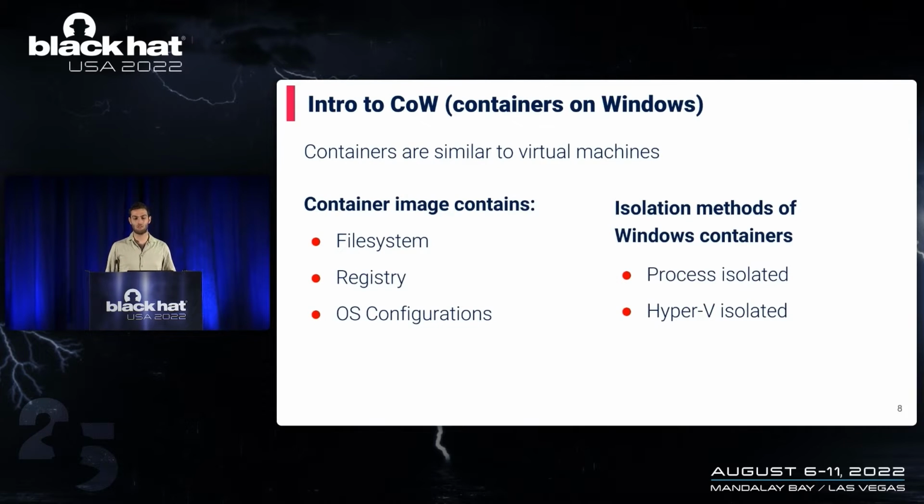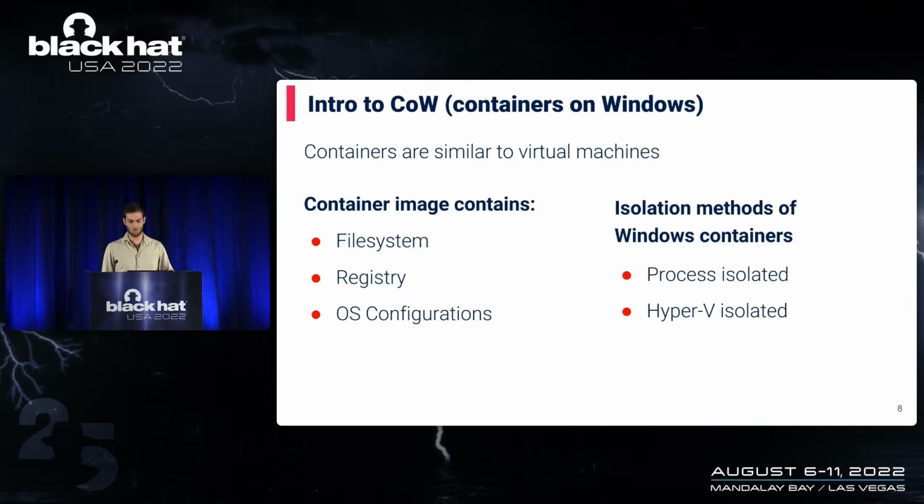Containers are similar to virtual machines. Each container is created from a container image which contains all the dependencies for the container. For example, the application that it will run, the file system, registry, and the configurations of the OS. Since the container image contains all the dependencies, it's easy to manage and deploy, like VMs.